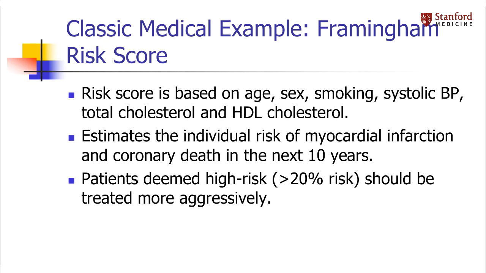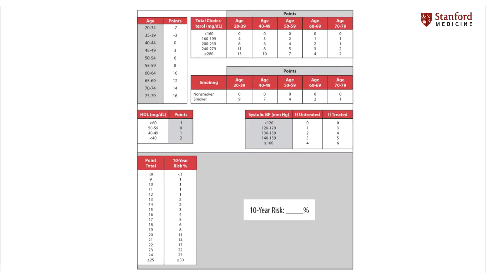But let me give you an example of a classic risk prediction model, the Framingham risk score. This is a predictive model that attempts to predict one's future risk of heart disease, specifically a heart attack or a heart-related death. And the risk score is based on classic risk factors for heart disease, such as age, sex, smoking, blood pressure, and cholesterol. If someone gets a greater than 20% risk, that's considered high risk, and those patients should be treated more aggressively.